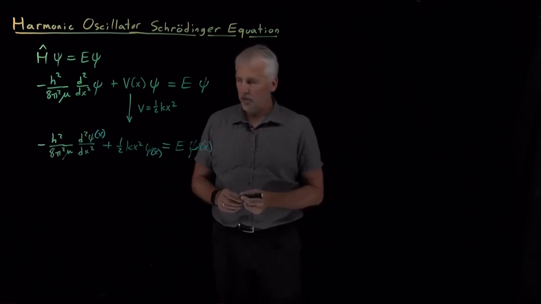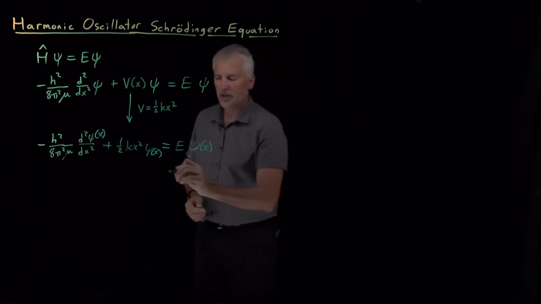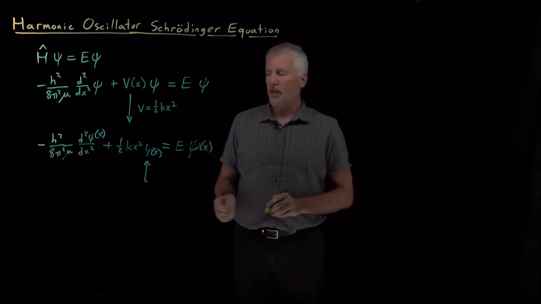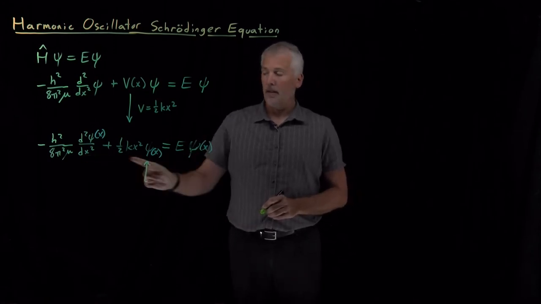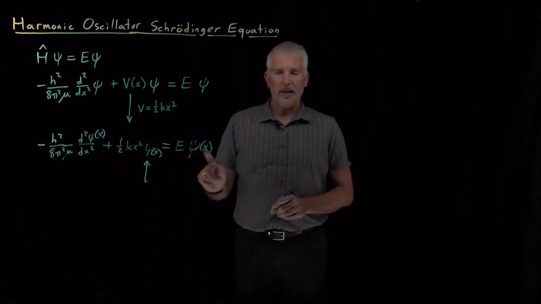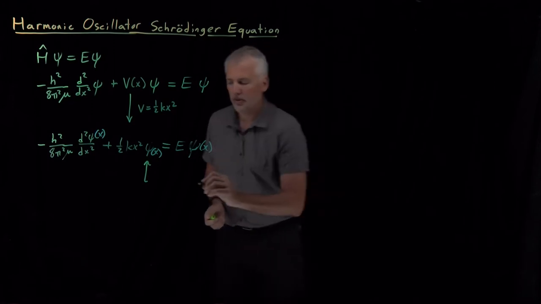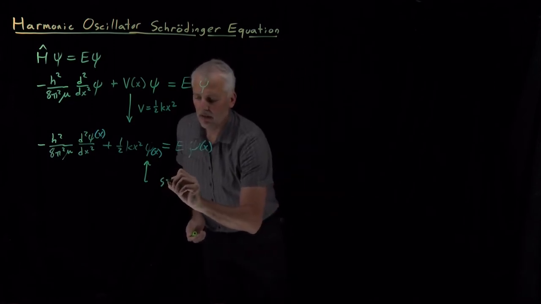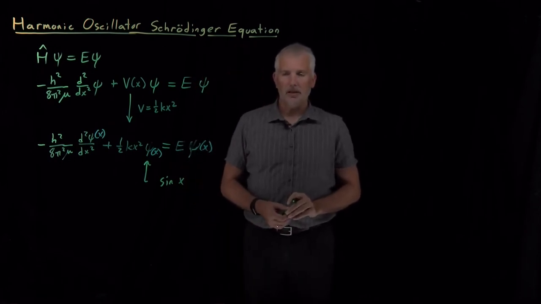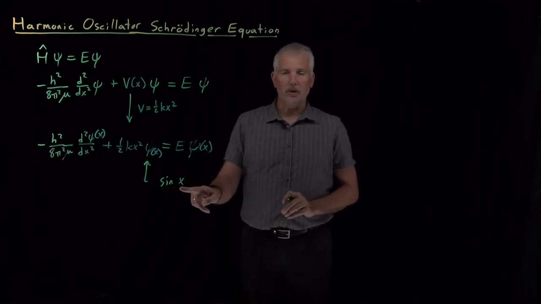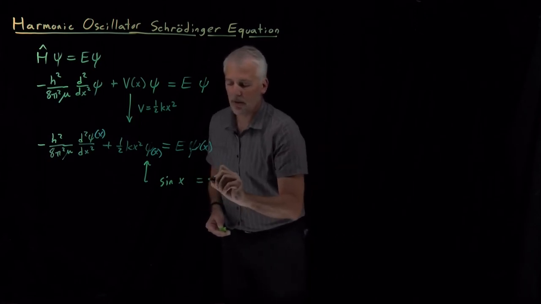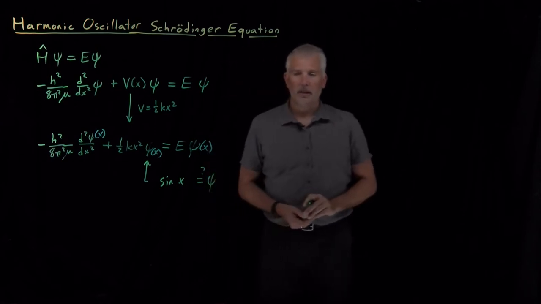But let me encourage you, before you get to that next video lecture, to ask yourself, what would that function look like? What types of functions are there that if we take their second derivatives, add it to x squared times the function, some things cancel and we get back the original function? For example, if you want some things to try, we've seen before that sine of x or sine of constants times x, that seemed to be good at solving the rigid rotor and the particle in a box function. So is that what our wave function should look like?